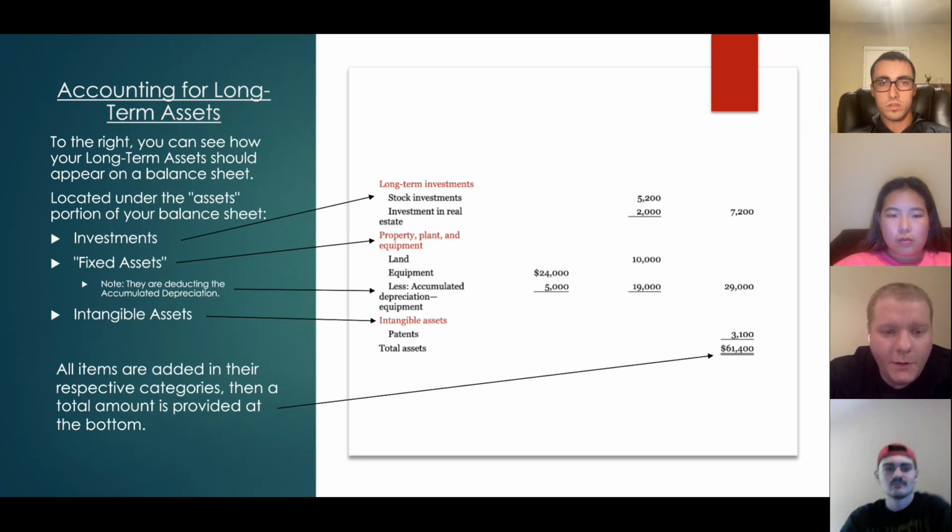All right, on the right, you can see how this should look on a balance sheet. As you can see, these are all going to be listed under the assets portion of the balance sheet. First, you're going to have investments. You have your fixed assets. Then last will be intangible assets. And like all sections, you put your numbers in and then you account for them. Your total is going to be at the bottom on the right.